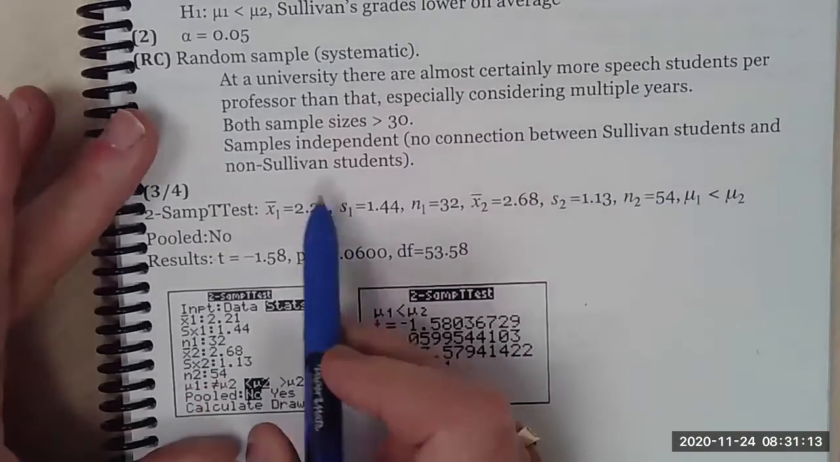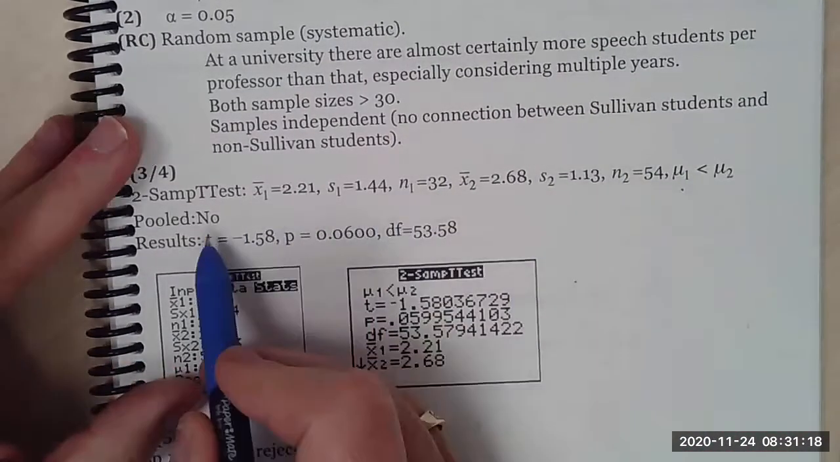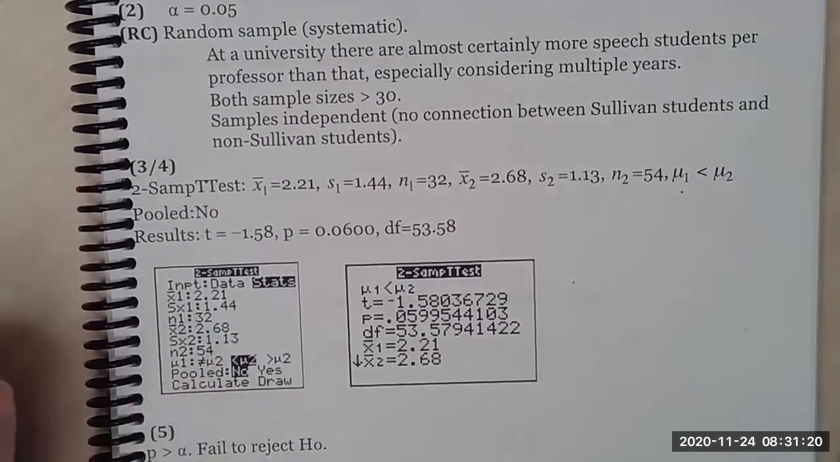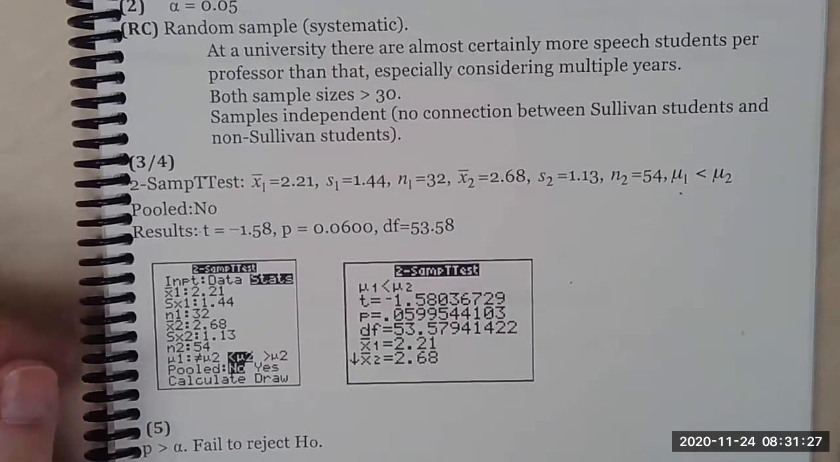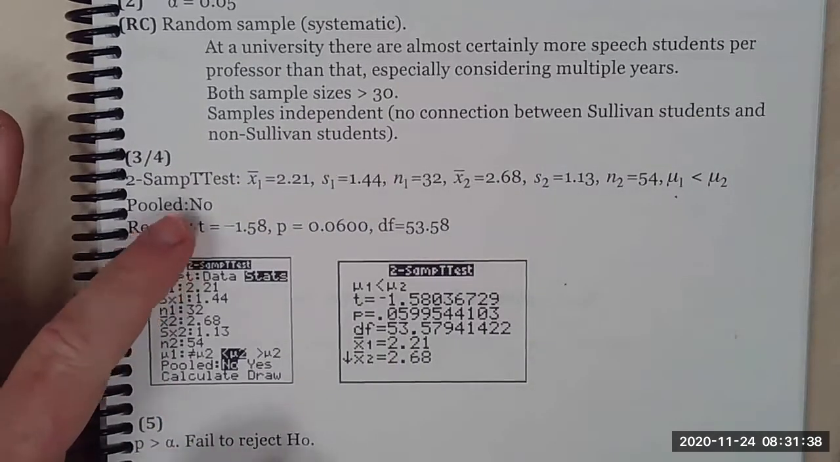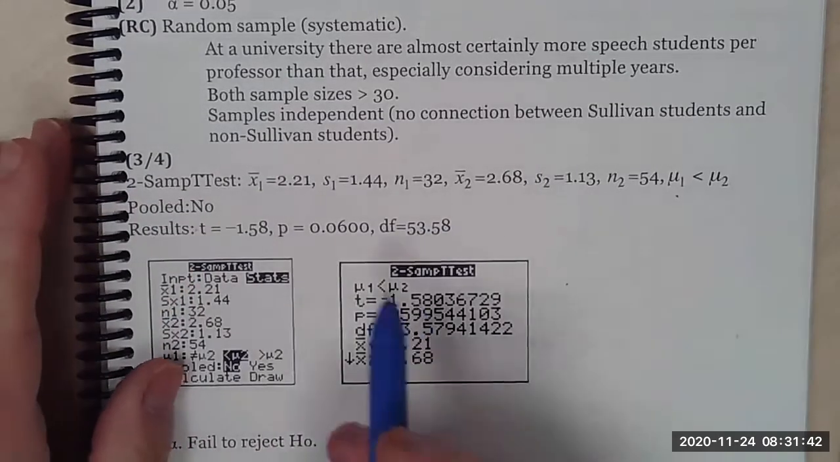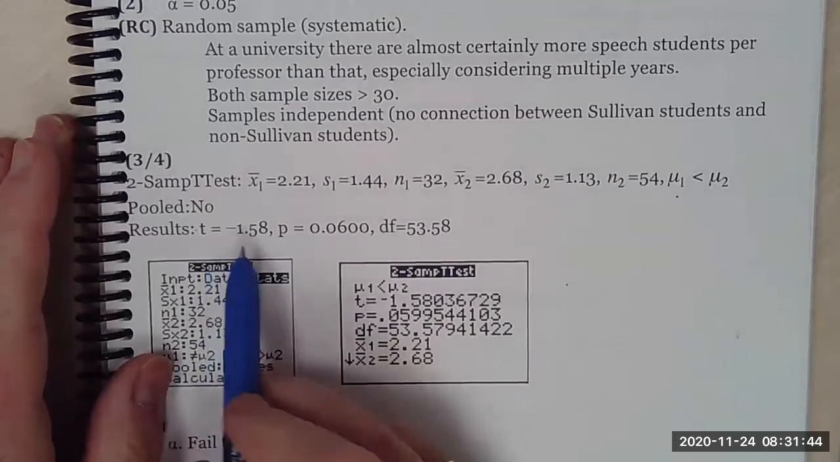And all the information is given to you. Here's the information from the table on the left. There's going to be a place in the calculator. Your author in our textbook briefly talks about what a pooled mean is. I am not addressing that in this course, and it's not going to apply for any of the problems we're going to do. So on your calculator, make sure you choose not pooled.